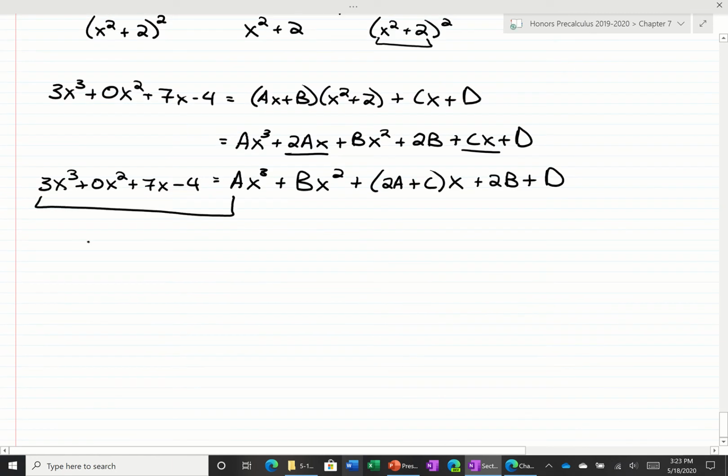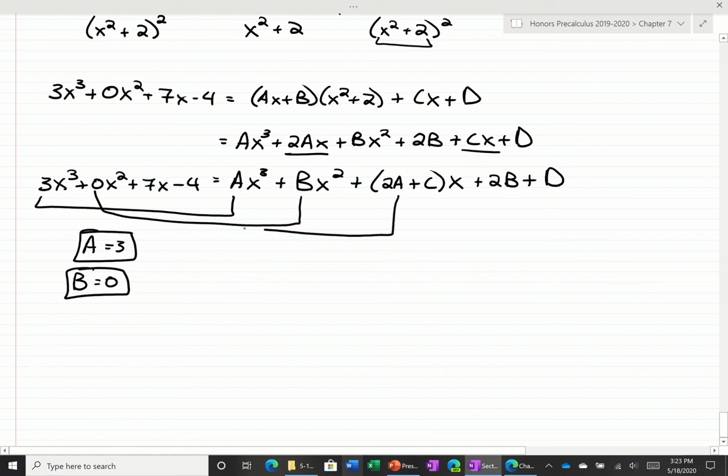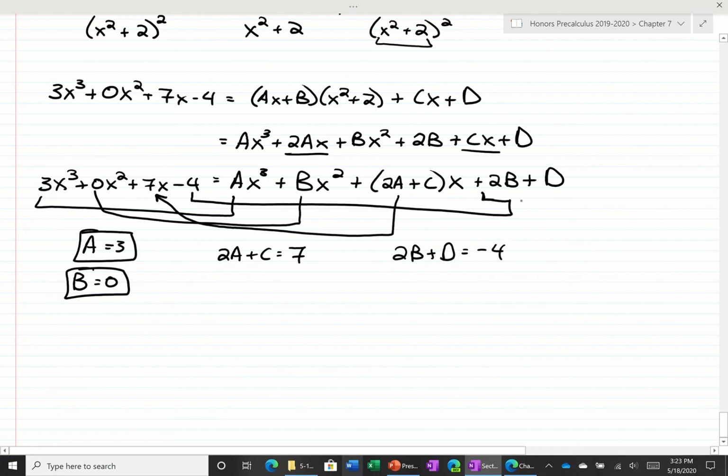A has to be 3. B has to be 0. And then we're going to have 2a plus c x has to equal 7. And then the constants 2b plus d has to equal -4. All right, well, b was 0, right? So that means that d is -4. And a was 3, so 6 plus c is 7. So c would have to be 1.